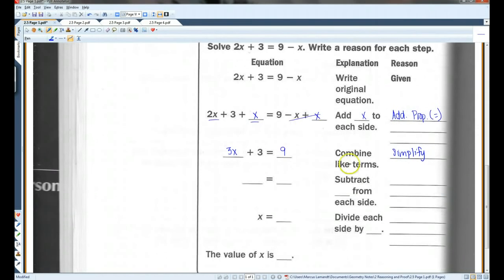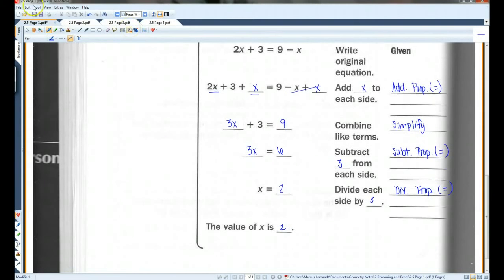Now, if I were to subtract 3 from each side, I would be left with 3x equals 6. This would be the subtraction property of equality. And then if you divide each side by 3, you get x equals 2. This is the division property. So the value of x is 2. Let's go on to the second page.